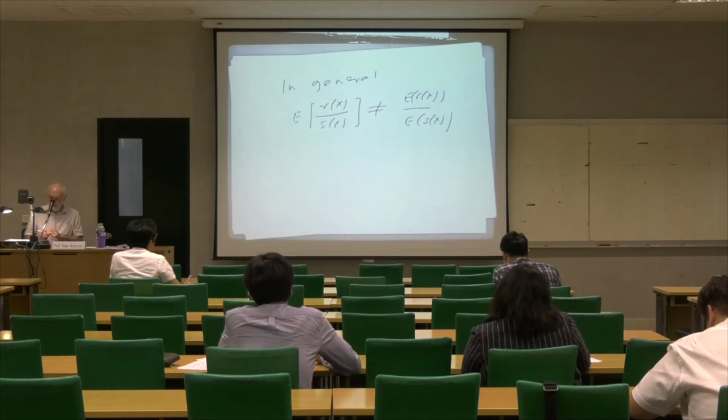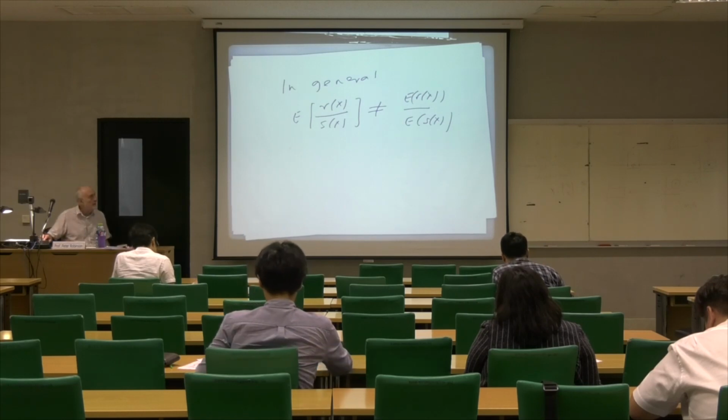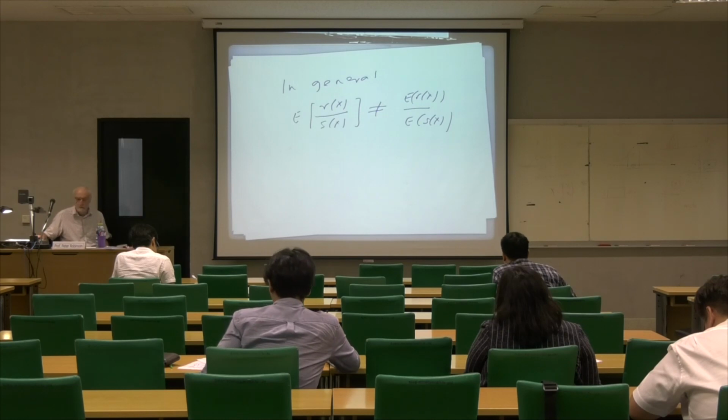And in fact, this expectation on the left-hand side may not even exist. So asymptotic unbiasedness is a very limited property, but it does play a role, and Popper's theorem in particular is useful in proving consistency, it turns out. So that's another reason for doing it, and other properties too.